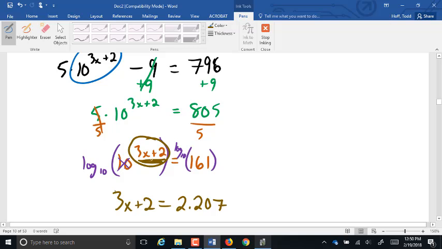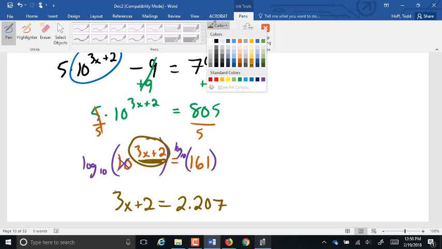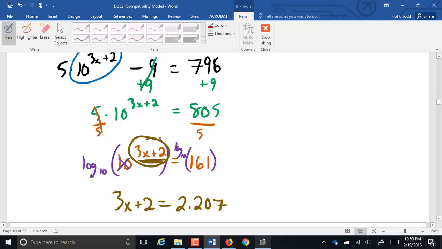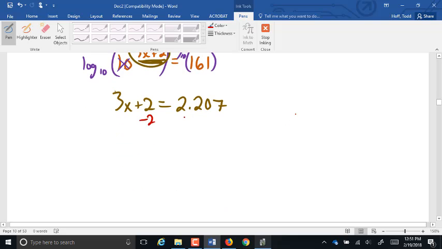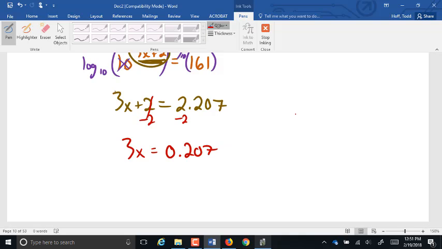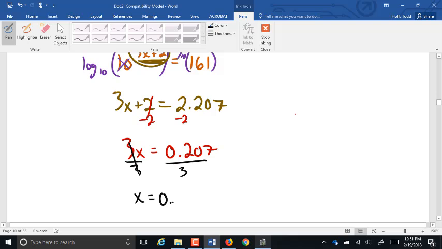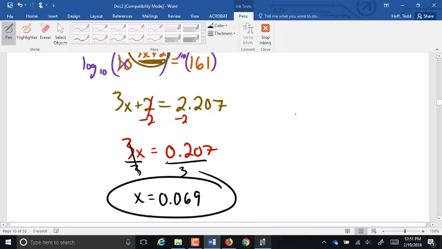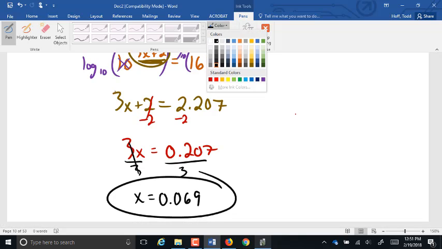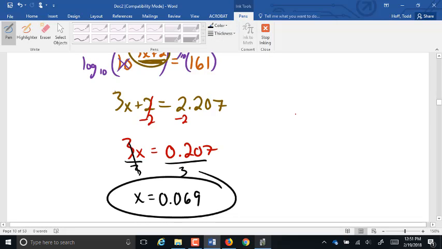We're left with what was in the power, the 3x plus 2. So now we still have an equation to solve. 3x plus 2 equals 2.207. So to solve that, we will start by subtracting 2. 3x equals 0.207. And then we divide by 3. Very good. X equals 0.069. Correct? What do you think? Not so bad? Well then.